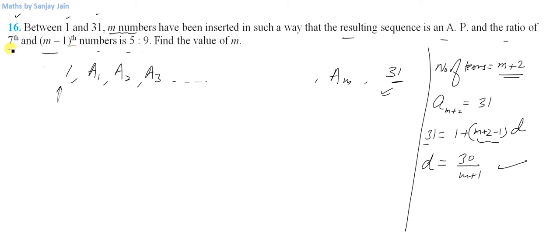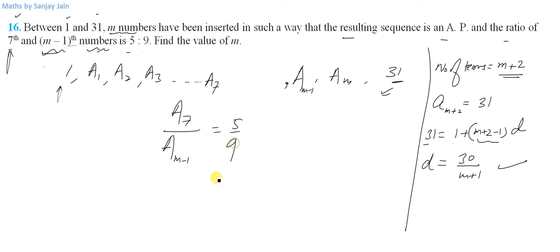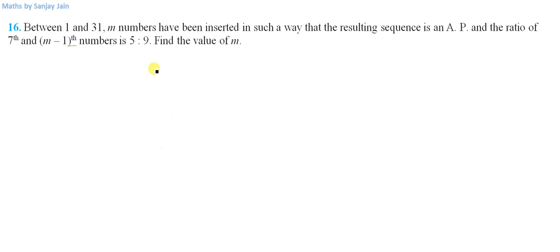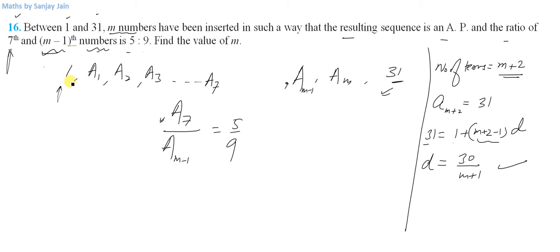What I need to find is the ratio of the 7th and m minus 1th numbers. So I need to find the ratio of this a7, and somewhere here I'll have a m minus 1, right? I'm given the ratio of a7 to a m minus 1 as 5 by 9. So this is not the 7th term. If you look at this AP, this is the 8th term of my AP. Capital A subscript 7 is the 8th term of this AP, not the 7th, right?